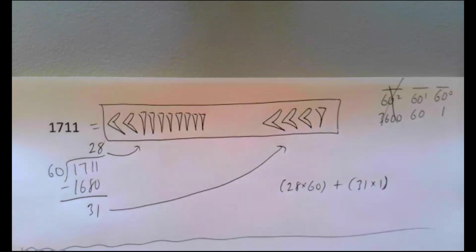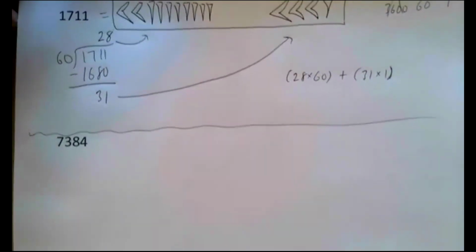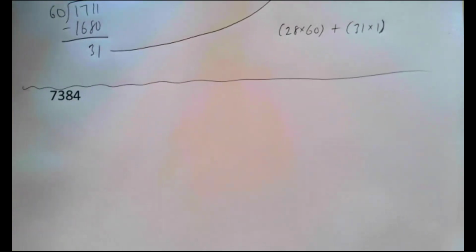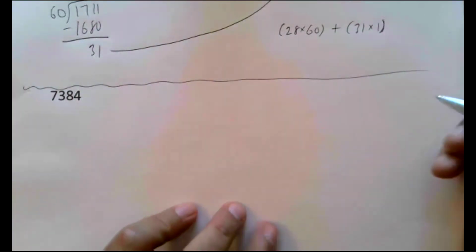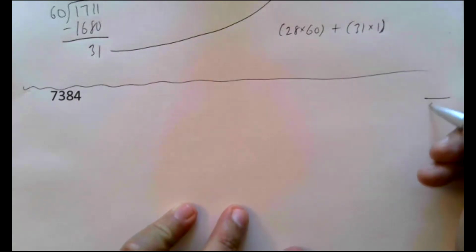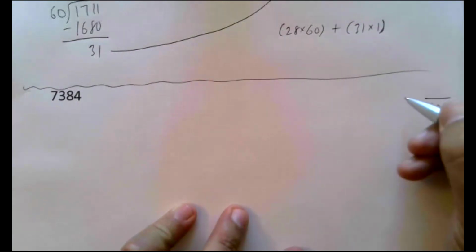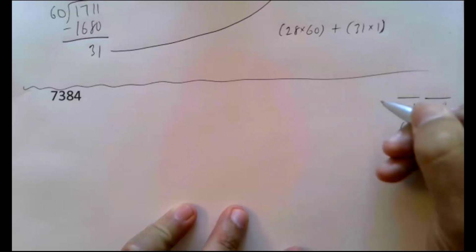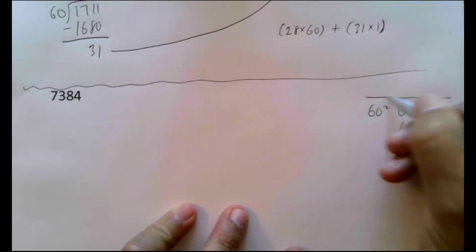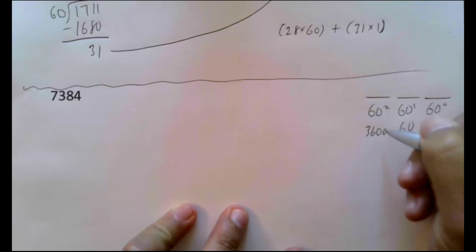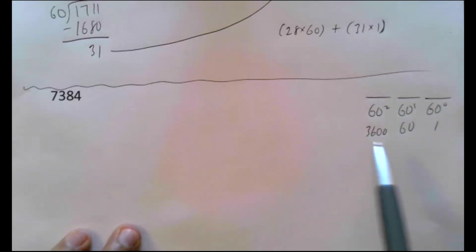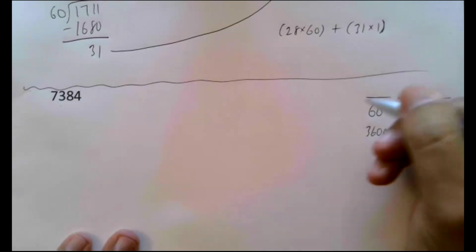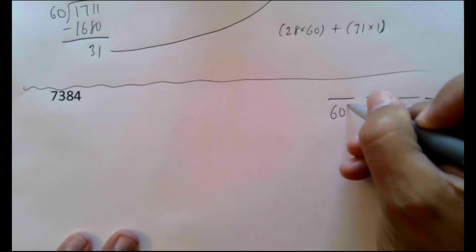Next example. 7,384. I'm going to do a similar thing like I did on all of them so far. I say, okay, we got the ones place, 60 to the first, we got the 60s place, 60 to the second, we got the 3600s place. Now, that number is bigger than 3600. So I'm going to actually keep going on this one.